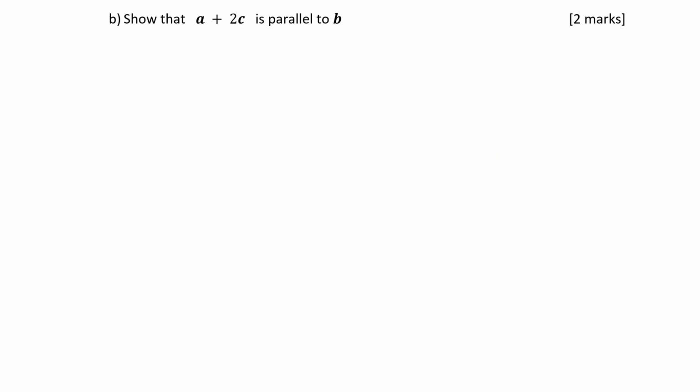Part B says, show that A plus 2C is parallel to B. Now to show that two vectors are parallel, you need to show that one is a multiple of the other. So either equal to each other or one is a multiple of the other one. So let's add A and 2C together first and find out what we've got.